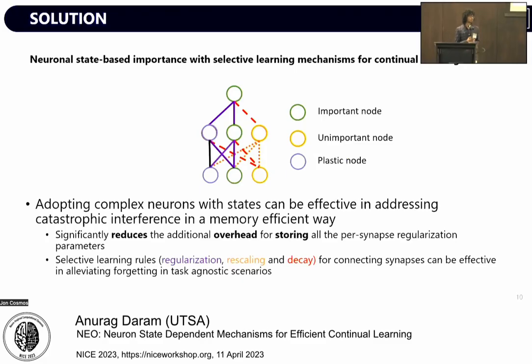So what is the solution for it? I propose a neuron state-based importance mechanism with selective learning rules for continual learning. In this context, having neuron state-based importance reduces the additional overhead of storing all the per synapse regularization parameters, and having selective learning rules based on the neuron a synapse is connecting to helps alleviate catastrophic forgetting.